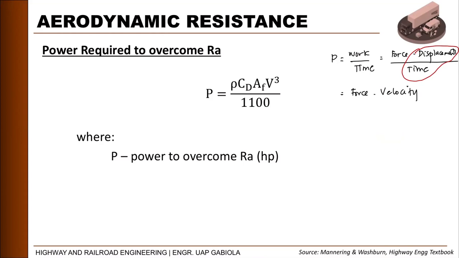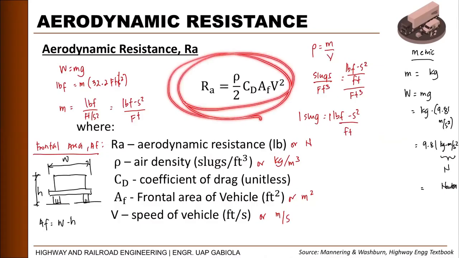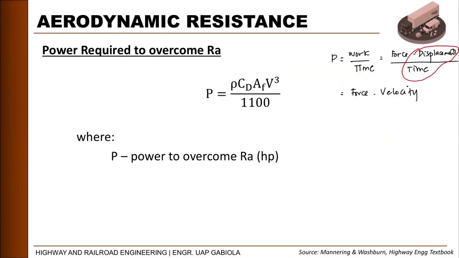Okay? So, from this equation, yung force natin, pwede natin i-refer as yung ating aerodynamic resistance, which is identified natin na force. Okay? So, RA times yung velocity natin. So, let's substitute yung value ni RA. That is rho over 2 CD AF V squared. And then, multiply daw natin ng another V. Okay? So, we have rho over 2 CD AF V cube. Okay? Pero saan galing yung 1,100?